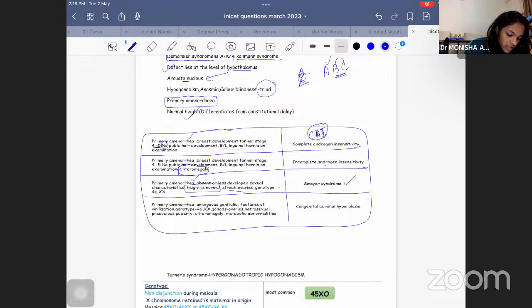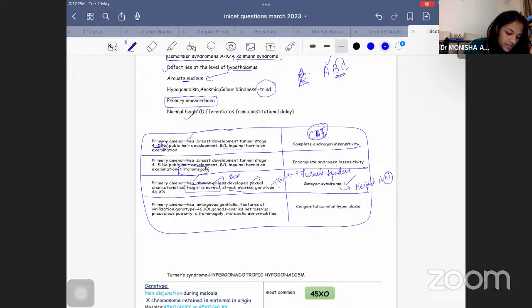If the same thing is primary amenorrhea, absent or less developed sexual characteristics, height is short stature with streak ovaries, and their genotype is 45X0, this will fall under your Turner syndrome. Swyer syndrome, what is the important thing? Height is normal.